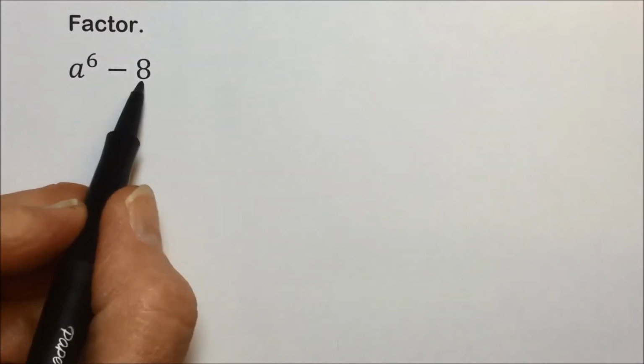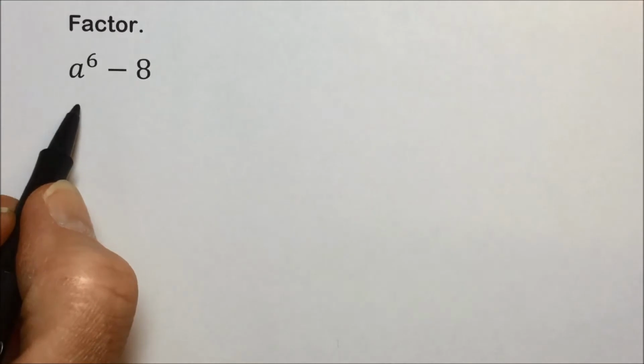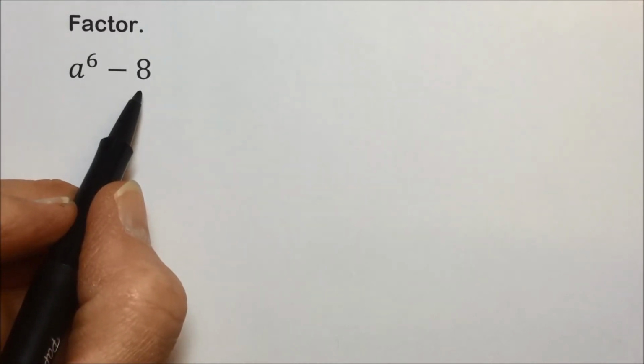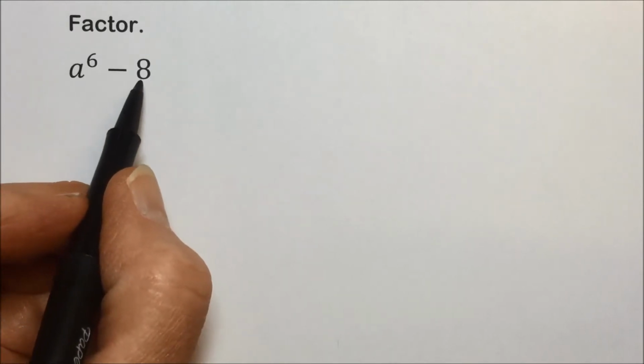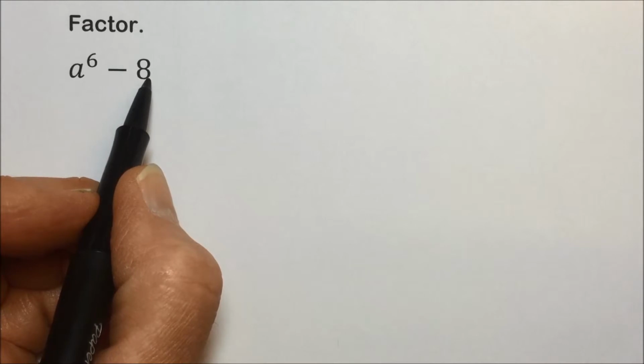In this last example, they're asking us to factor. It can't be a difference of squares, even though this could be a square. A to the sixth factors into a to the third times a to the third, or it could be a difference of cubes, and it has to be a difference of cubes. 8 is not a perfect square.